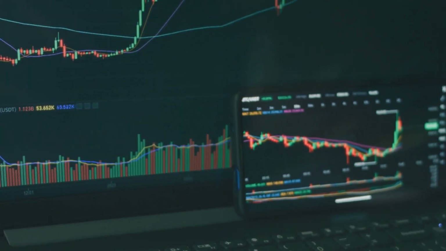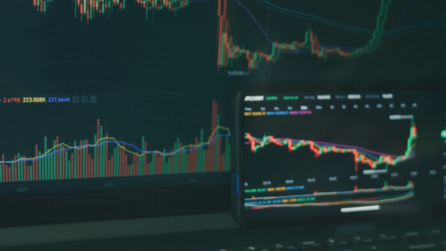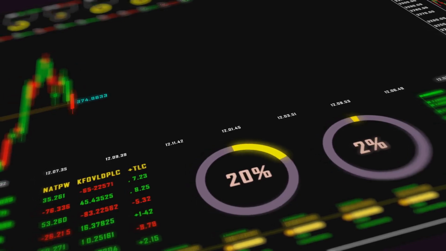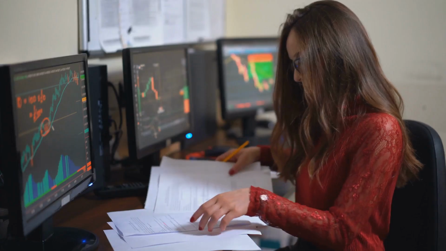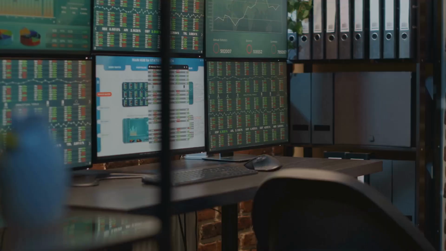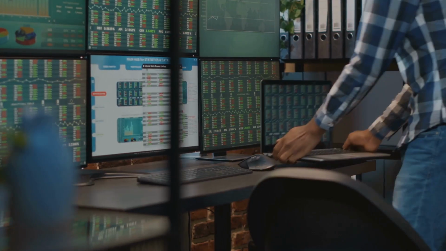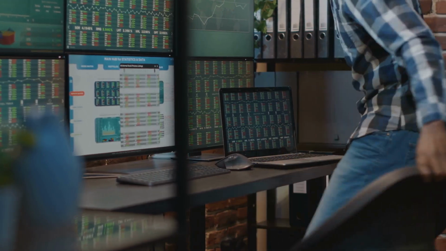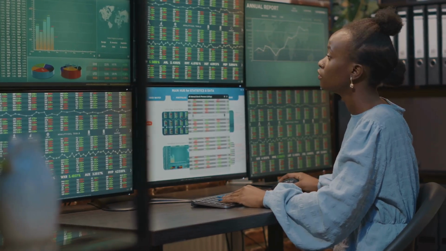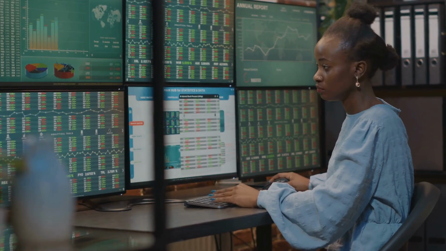Section 8. Technical indicators, your guiding stars in trading. Technical indicators are mathematical calculations based on historical price and volume data. They act as your co-pilots in the trading world, providing valuable insights into market trends, momentum, and potential overbought or oversold conditions. By understanding and interpreting these indicators, you can make more informed trading decisions.